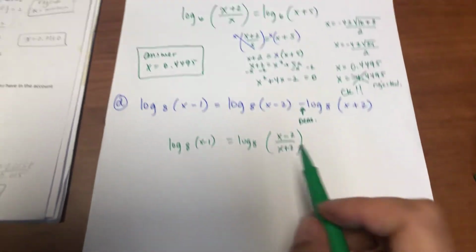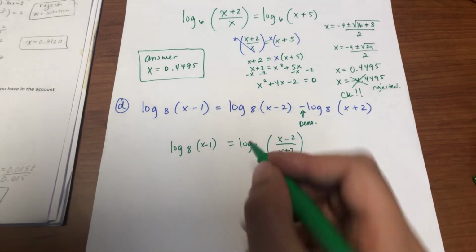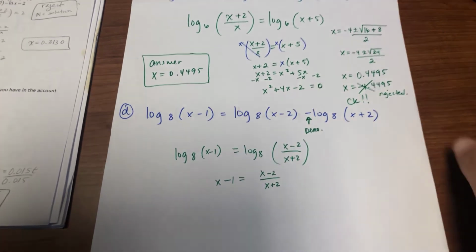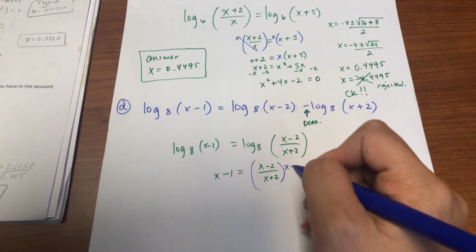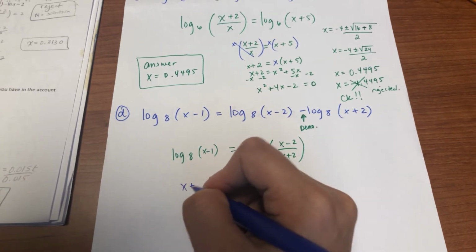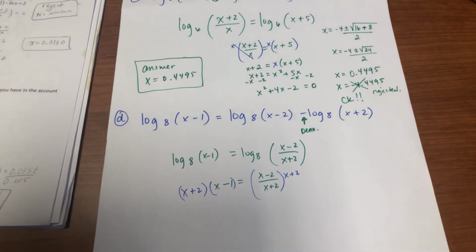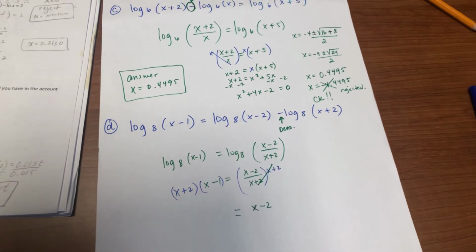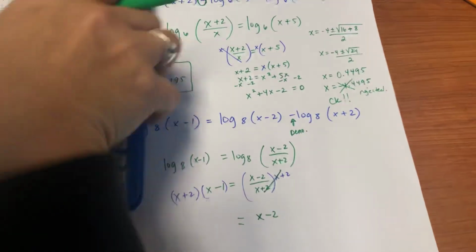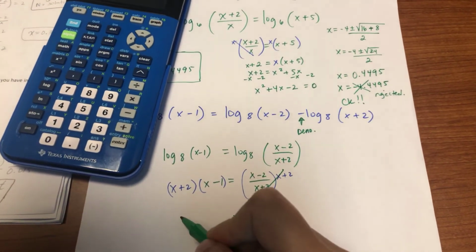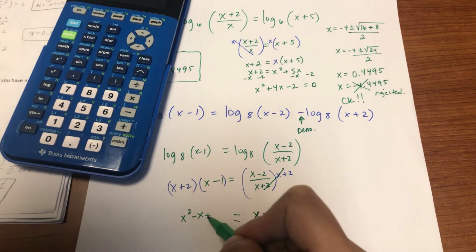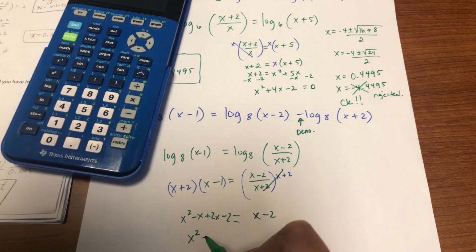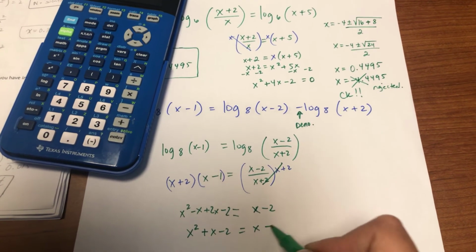Now I do in fact have log equals log, so I can set these equal to each other now. x minus 1 equals (x minus 2) over (x plus 2). Again, clear that denominator by multiplying by x plus 2. This works out beautifully over here, x minus 2. The only backlash is this side you'd have to multiply it out. So I get x squared minus x plus 2x minus 2. That would be x squared plus x minus 2 equals x minus 2.